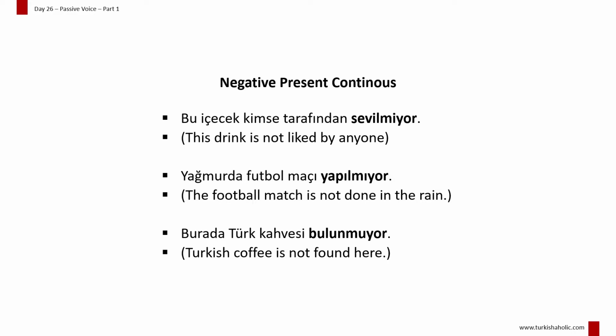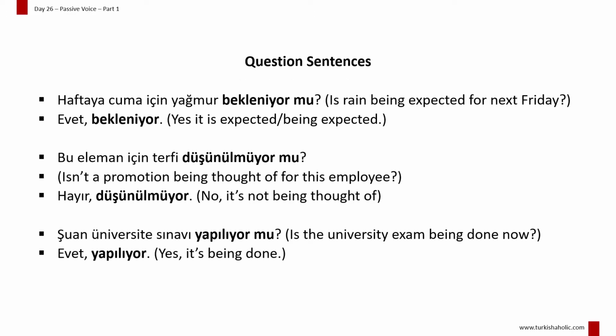Bu içecek kimse tarafından sevilmiyor. Yağmurda futbol maçı yapılmıyor. Burada Türk kahvesi bulunmuyor. Just like in the present simple tense, we use the question particle mi, mı, mu, mü after the passive voice suffix to make passive voice questions for the present continuous tense.